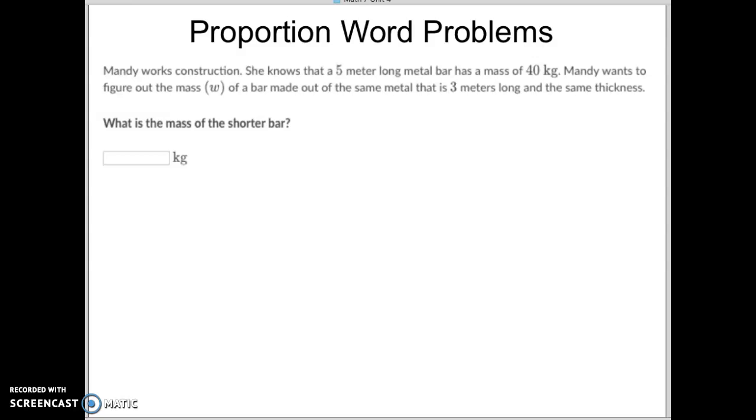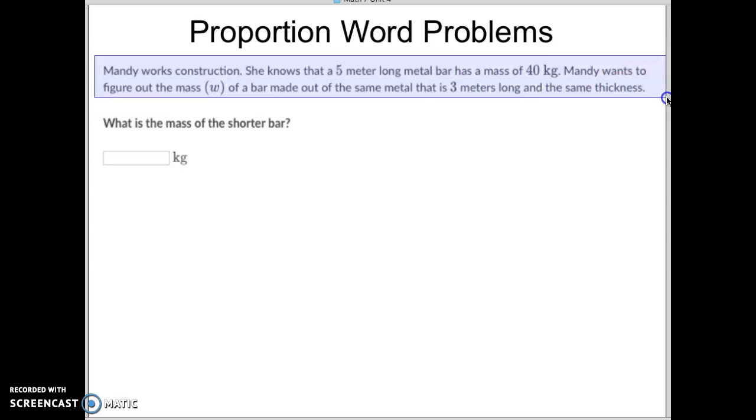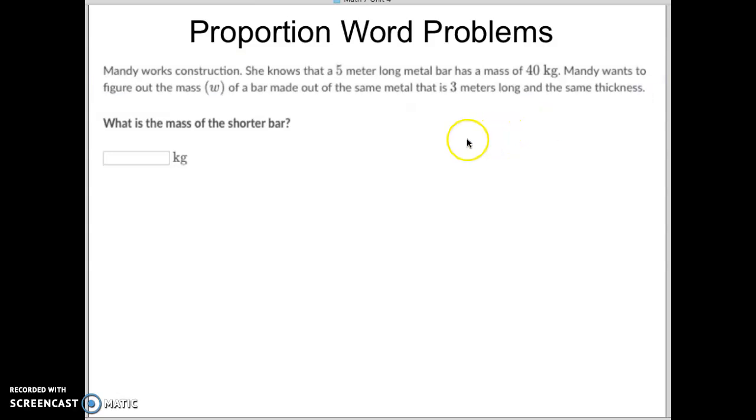All right, Math 7, here is proportion word problems. It says up here, Mandy works construction. She knows that a 5-meter long metal bar has a mass of 40 kilograms. She wants to figure out what would be the mass of a 3-meter long. So how do you set this up?